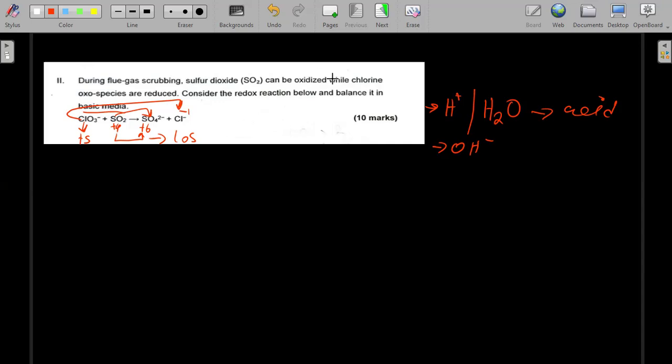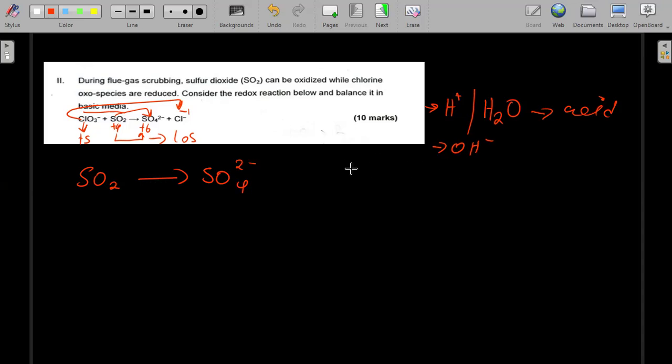So that's the first thing you need to do. You need to identify which species are being oxidized and which ones are being reduced. After identifying, you can come up with two half reactions. One is what we call the oxidation half reaction, which is composed of the species that have been oxidized. So in this case, in the oxidation half reaction, you're going to get your sulfur dioxide, which is giving us SO4 2 minus. So this is the oxidation half reaction.